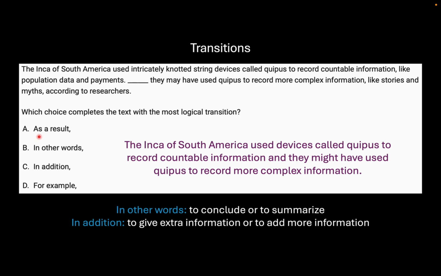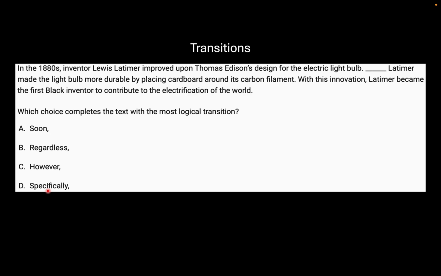Now let's look at the choices. As a result, it means that this was a result of something. Choice B, it says in other words. In other words means to conclude or to summarize, but this is not concluding or summarizing anything. Choice C, it says in addition. Yeah, basically this is giving additional information. So in here it says the Inca of South America used devices called quipus to record countable information. And in addition, they might have used these devices to record more complex information. So yeah, in addition could make sense. For example, no, that wouldn't make sense here.